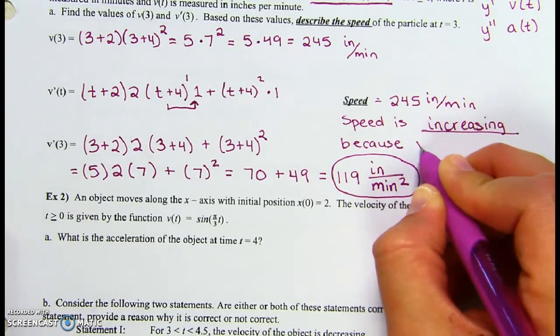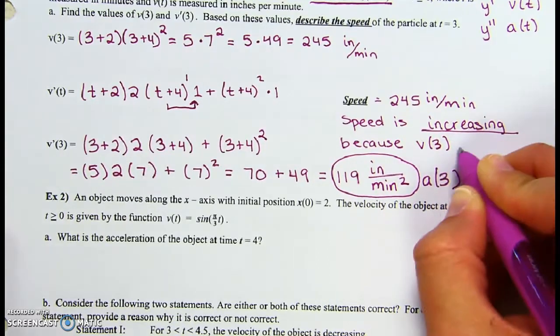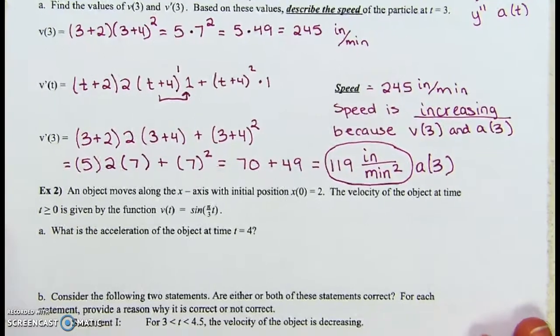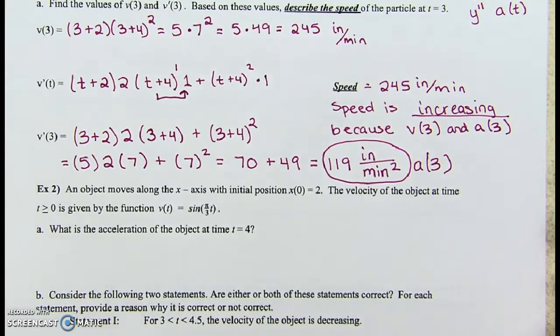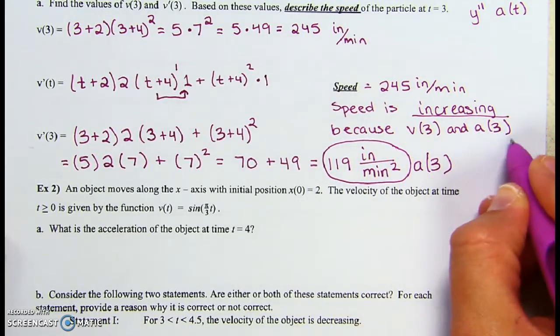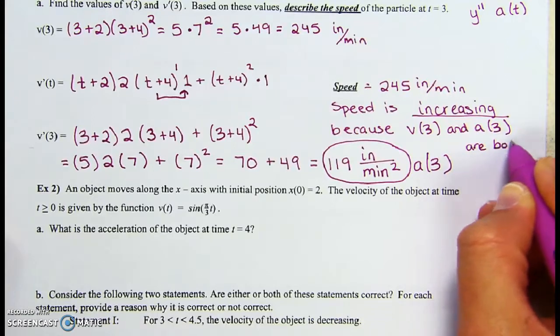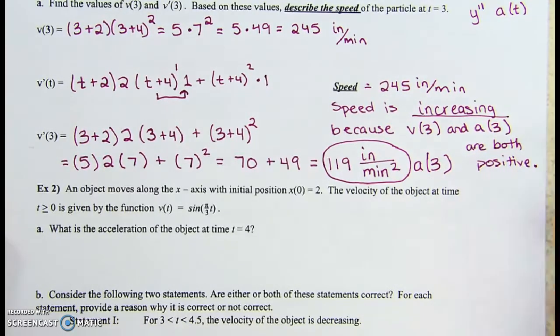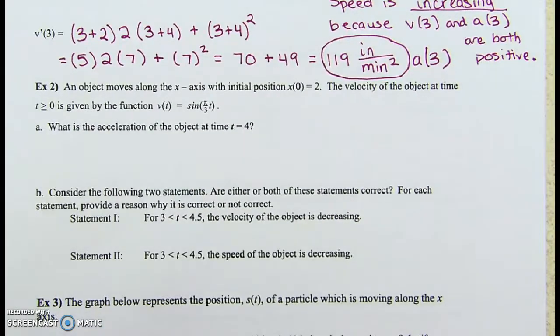And the reason is v of 3 and a of 3. We can either say they have the same sign, or we can be more correct and say they are both positive. If you say same sign, it's like you don't know if they are positive or negative. They are both positive. All right, questions? All right, let's look at example 2.